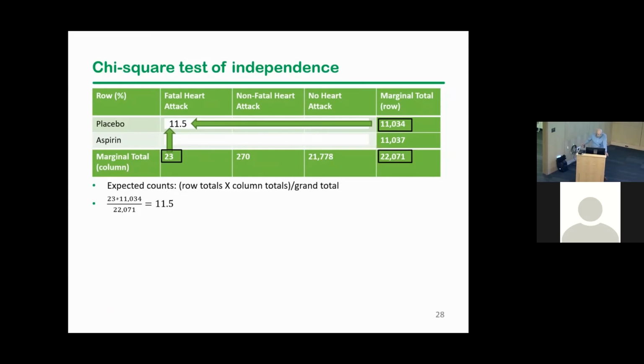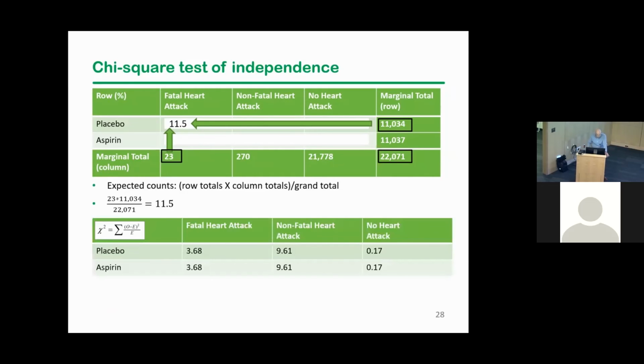And again, the null hypothesis, and this is important, is that there's no difference between the groups. So this is the expected count if indeed there was no difference between the groups and we had these totals around the table. I then use our little formula from the previous page, which is the observed minus expected, squared, over the expected, and I calculate a chi-square value for each cell. So 3.68 is the chi-square statistic for the fatal heart attack placebo cell. I then sum those up, get my degree of freedom, and I calculate a p-value.